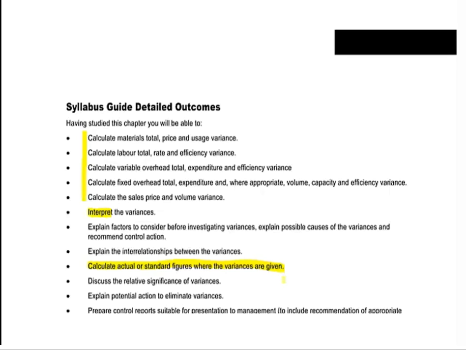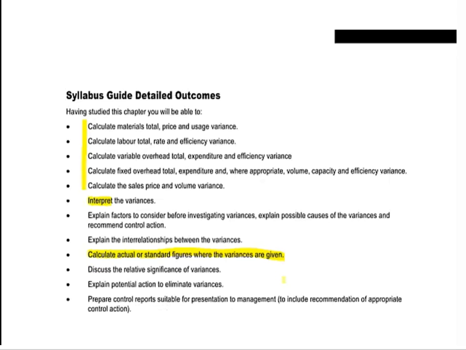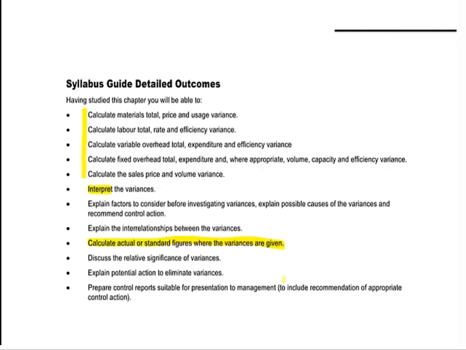as well as thinking about some of the discursive elements, such as factors to consider and interrelationships between variances, along with their significance and how we could eliminate them. We'll also be having a look at an overview then of control reports that management can use to initiate action, which is going to improve the situation.